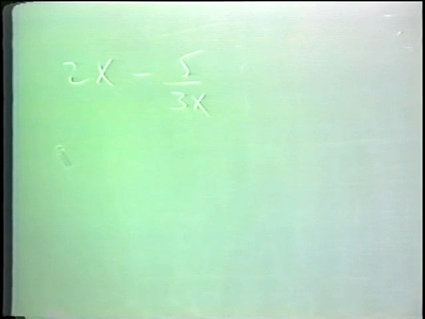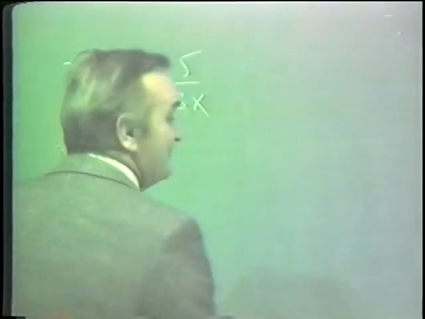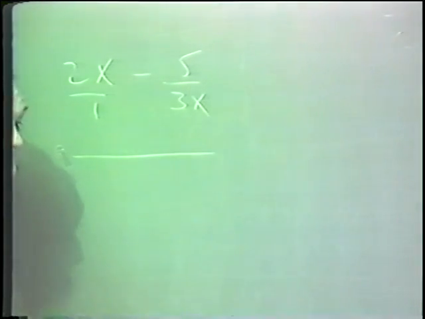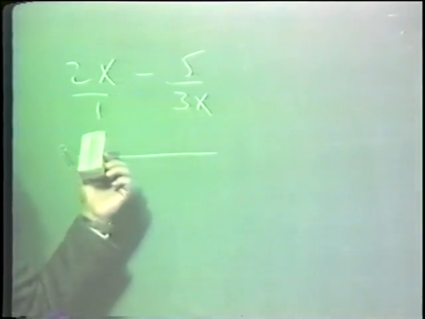Jan? Nothing. Wong? What do you have? 11x over 3. I didn't get that. He said 11x over 3. I didn't get that. BB, you get something? 6x squared minus 5 over 3. Right. 6x squared minus 5 over 3. How do we get it? Well, this is understood to be over 1.